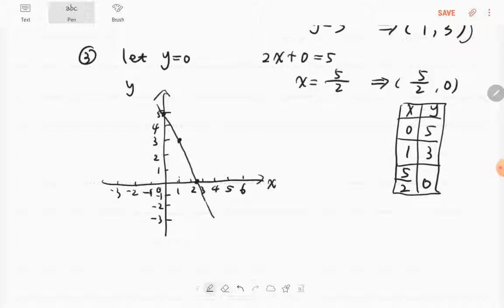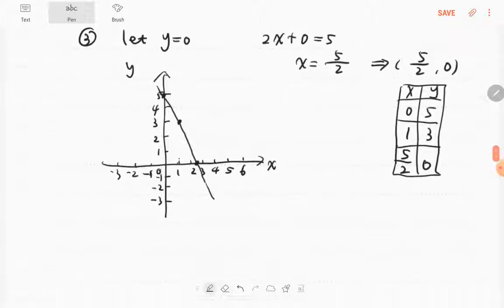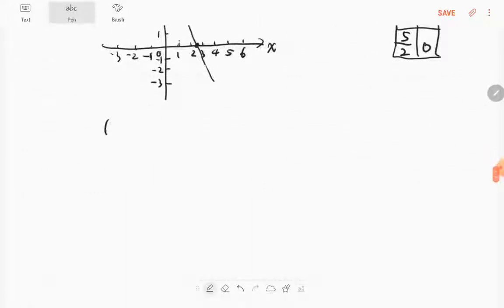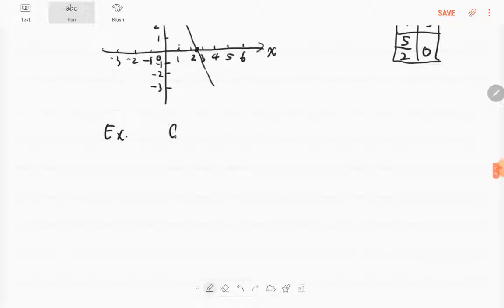We can see another example. This time we try to graph this one.